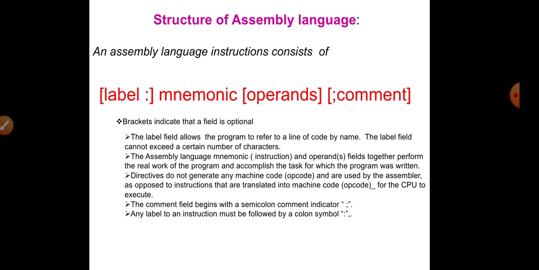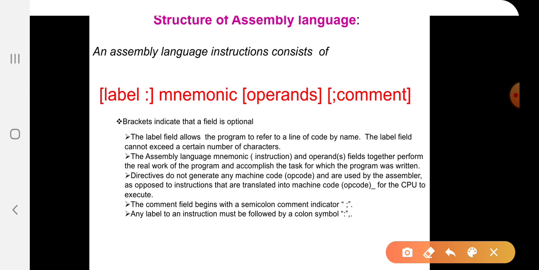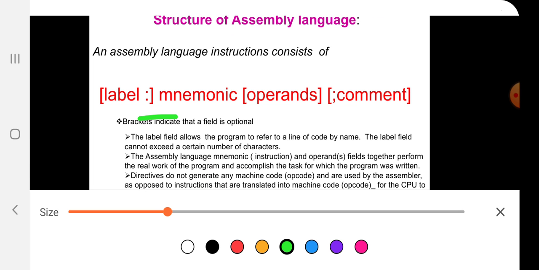The next field is the mnemonic field. If the label field is present, the label field and the mnemonic have to be separated by a semicolon. The mnemonic is what you call an instruction, which indicates the real work of the program, or which operation has to be performed on the operands.